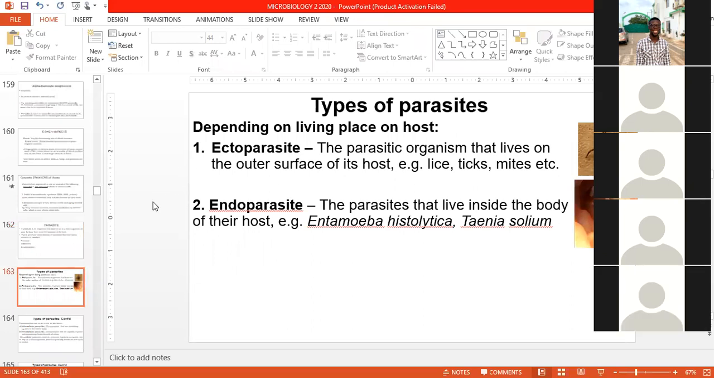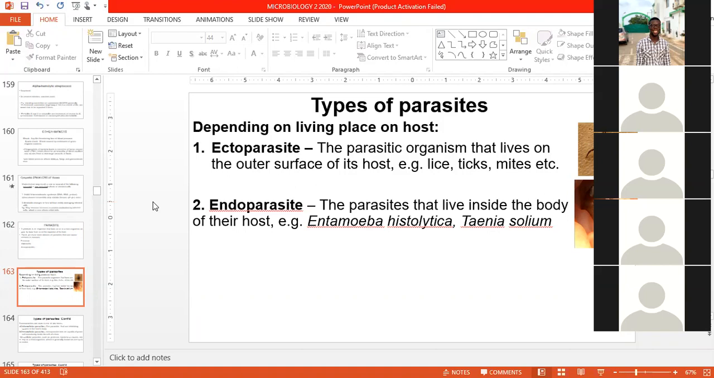All right, let's continue. So parasites are grouped based on different factors. Some of them are grouped on the basis of their size, some on the basis of where they live, whether within or outside. So the first scenario we are seeing here is where they reside. On the basis of where they live, we have two types of parasites: the ectoparasite and then the endoparasite.